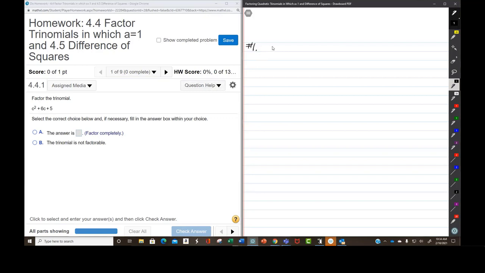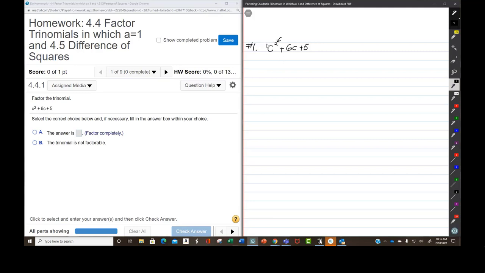Okay, here we go. We are going to factor c squared plus 6c plus 5. Now this is a quadratic trinomial because the highest power is 2. Anytime the highest power is 2, it's quadratic. And it's called a trinomial, 1, 2, 3, because there are 3 terms. That's the only reason. But it's good to be able to classify these expressions, which are called mathematical objects, just to be able to classify them.